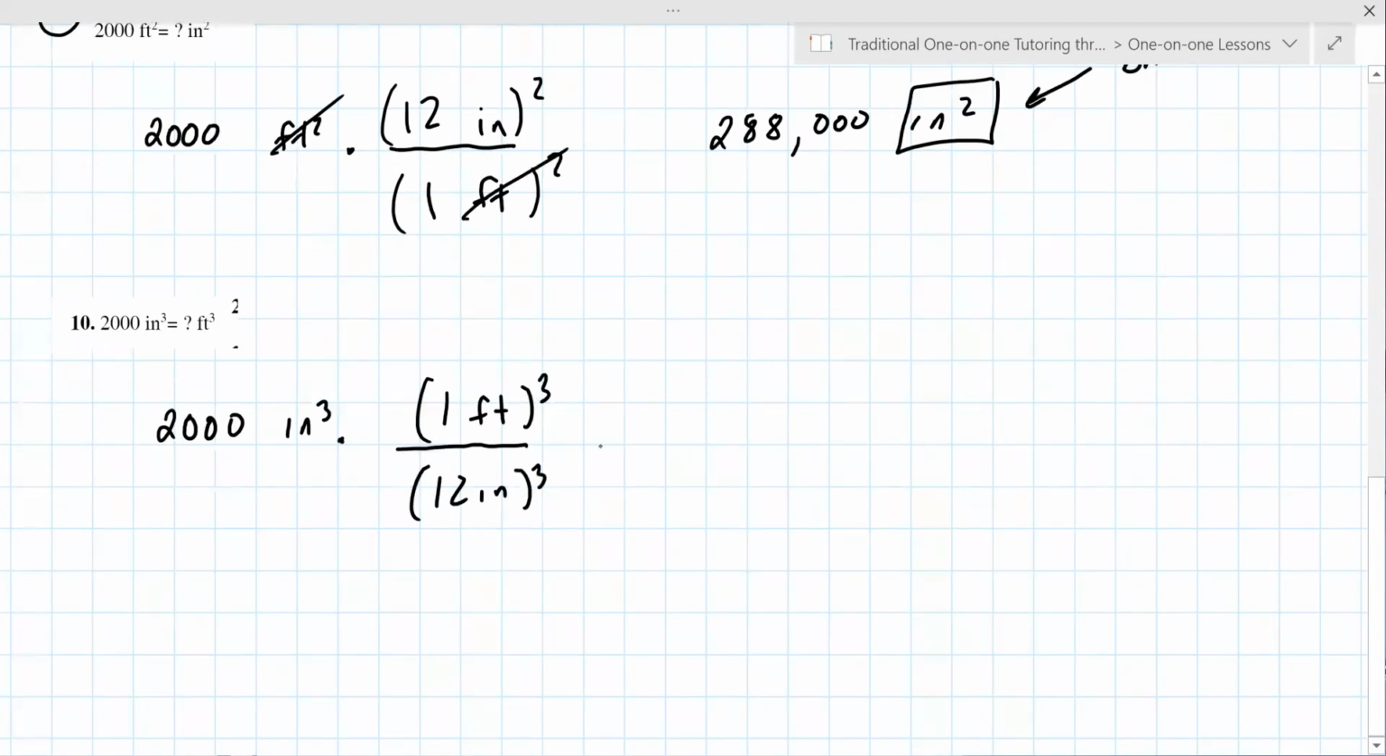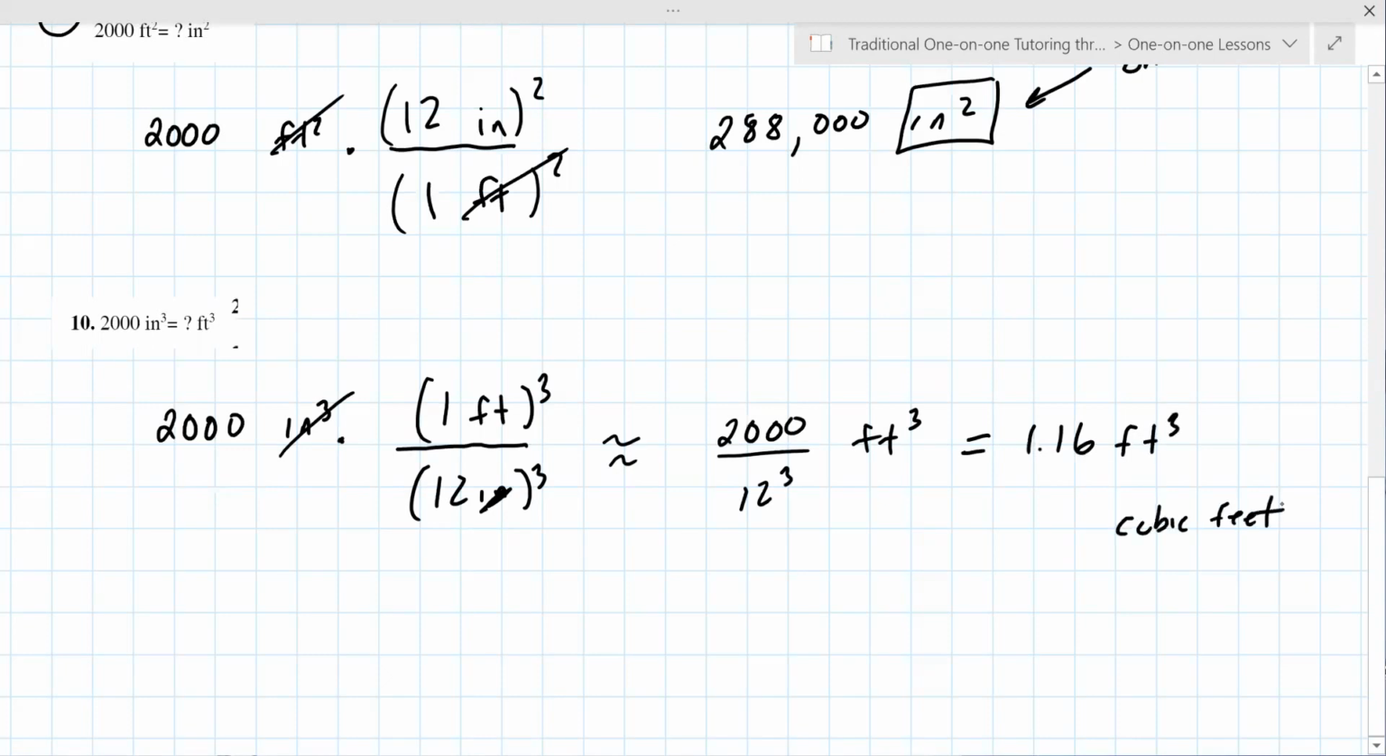This is what you really care about. Those cancel and that cancels. So you end up getting 2,000 divided by 12 cubed. That's this part, and then it becomes feet cubed. So a lot of cancellations: 2,000 divided by 12 cubed, and that's 1.16 feet cubed, or cubic feet. You might see that.